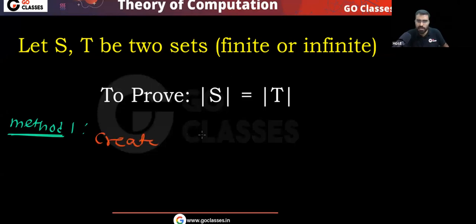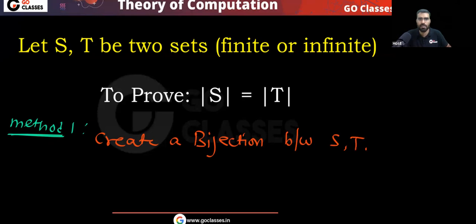If you want to prove that they have the same cardinality, then method one is to create a bijection between S comma T. Just create a bijection. Agree with me? If you want to say that they have the same cardinality, then create a bijection between S comma T.